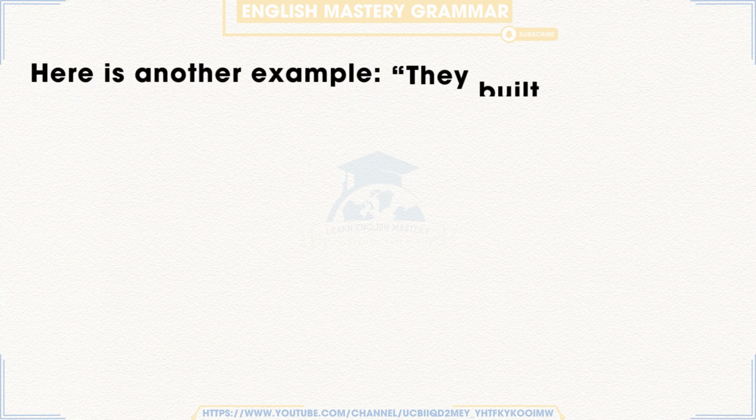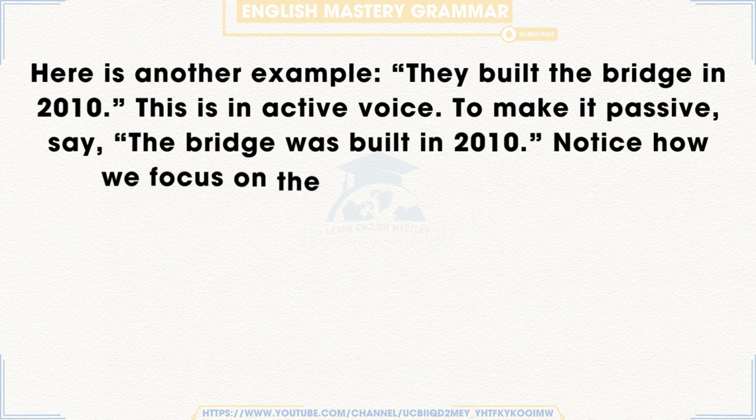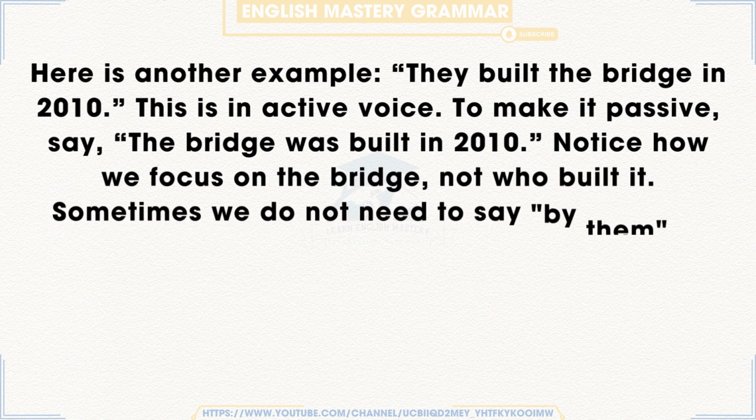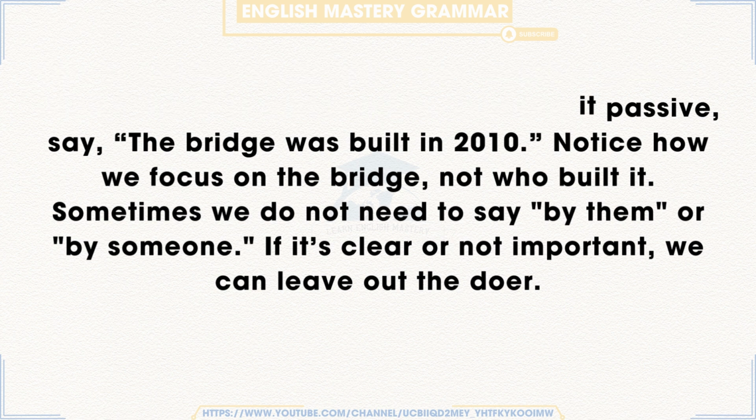Here is another example: they built the bridge in 2010. This is in active voice. To make it passive, say, the bridge was built in 2010. Notice how we focus on the bridge, not who built it. Sometimes we do not need to say, by them, or by someone. If it's clear or not important, we can leave out the doer.